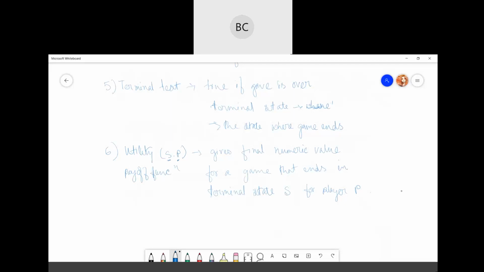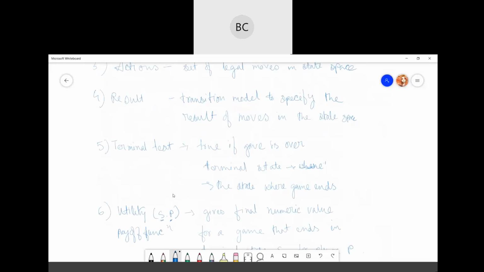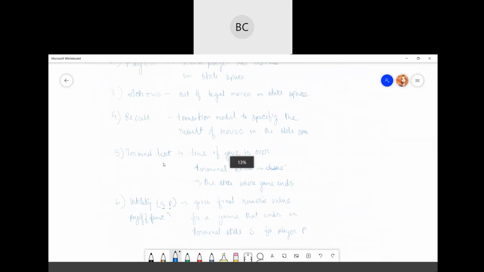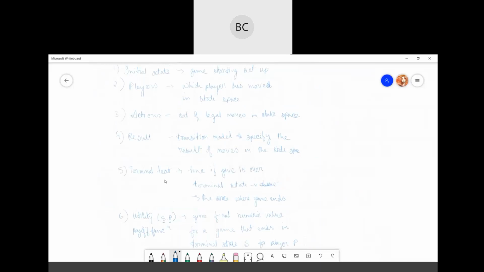So in case the outcome is win, loss or draw, then the values can be like plus 1, minus 1 or 0. Okay, and that is for a normal chess game, but there can be other games which will have a wider variety of possibilities. Okay, so until here it's just game formalization. Formally we can represent a game with these terms: initial state, players, actions, result, terminal test, utility or payoff function.